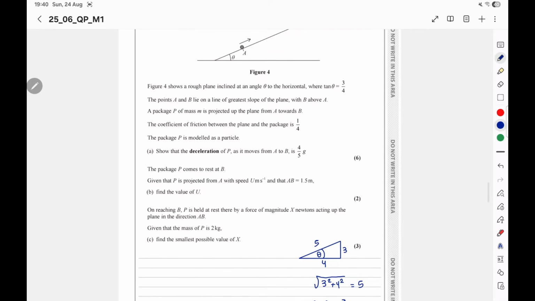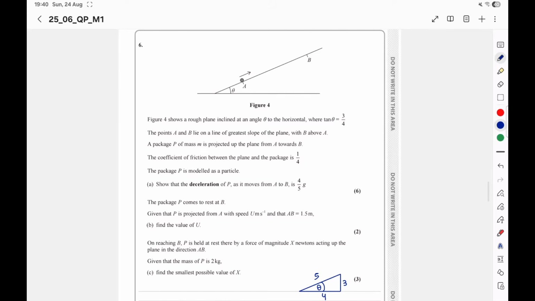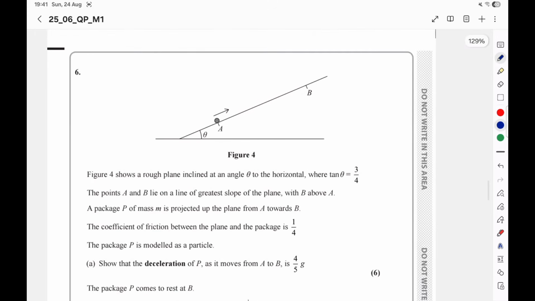The points A and B lie on a line of greatest slope of the plane, with B above A, as shown in figure 4. It is very clear. Package P of mass M is projected up the plane from A towards B. The coefficient of friction between the plane and the package is 1 over 4. The package is modeled as a particle. Show that the deceleration of P as it moves from A to B is 4 over 5g.